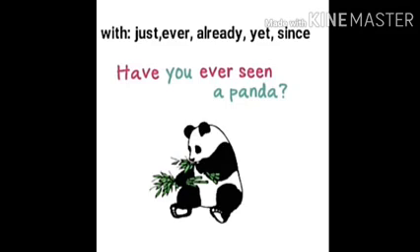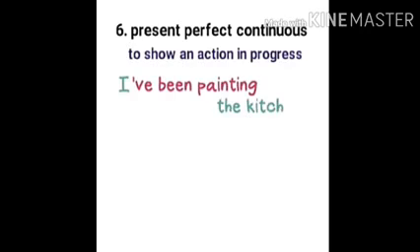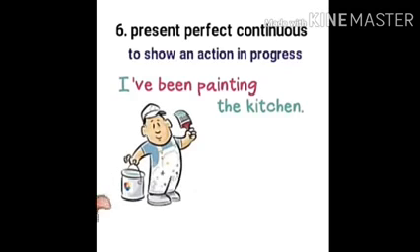Now, moving on to the present perfect continuous. This tense is used to show an action in progress. So in this example, we've got, I've been painting the kitchen. This is why you can see I'm covered in paint. Here we use the present perfect continuous when we want to focus on the activity that is unfinished. And the focus here is on the action of painting. So the action is unfinished, and you say it in the present perfect continuous.